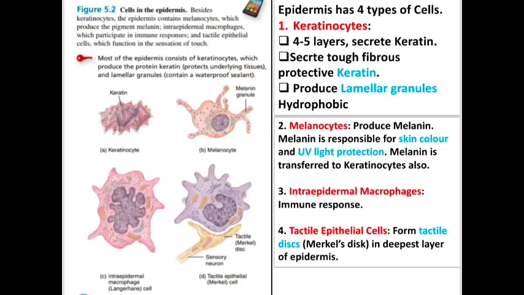Melanocytes produce melanin pigment. Melanin pigment gives the skin its color, and it also ensures protection from UV light. Intraepidermal macrophages are responsible for the immune response of the skin. And the tactile epithelial cells form the tactile discs. They are located in the deepest layer of the epidermis, and they give the sense of touch to the skin, and they are least in number among all four types of cells.